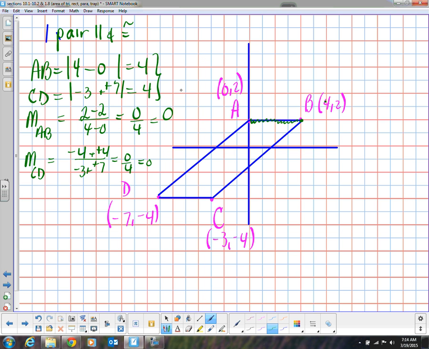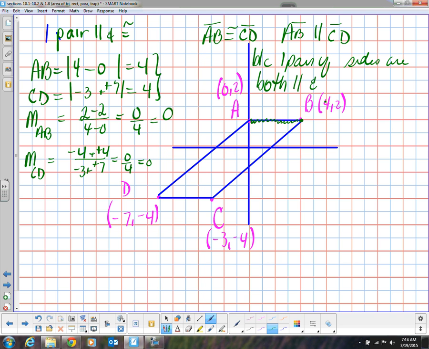Are the slopes equal? So AB is congruent to CD. We also know that AB is parallel to CD. So is this a parallelogram? Yes. Why? Because one pair of sides are both parallel and congruent. Next question.